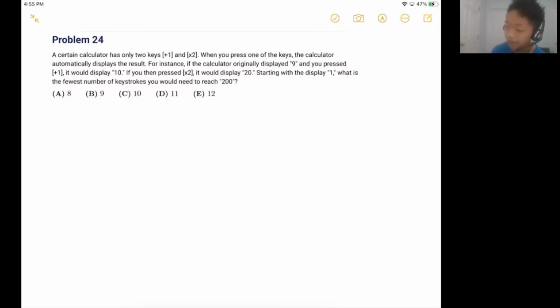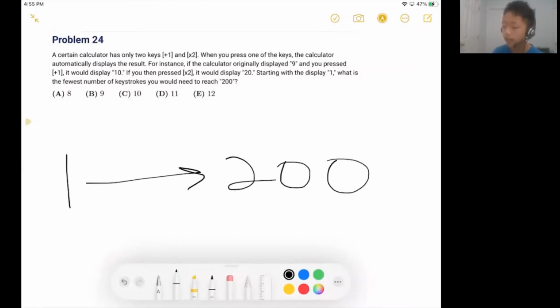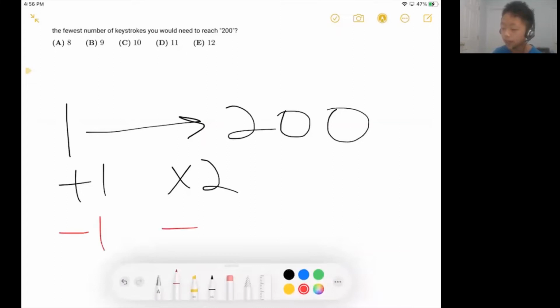The idea for this question is that one way to do it is to work backwards, right? So you want to get from 1 to 200, and you want to get there as fast as possible. We can start from 200 and try to go down to 1 instead. Instead of +1 and ×2, we can think of the reverse operations: -1 and divide by 2.